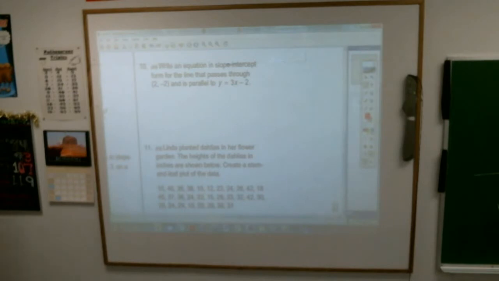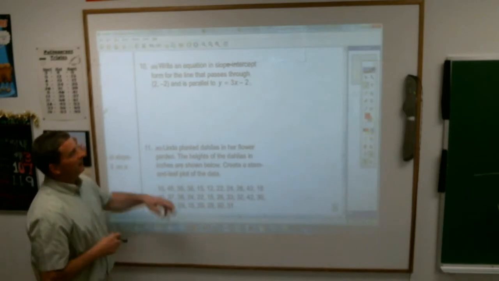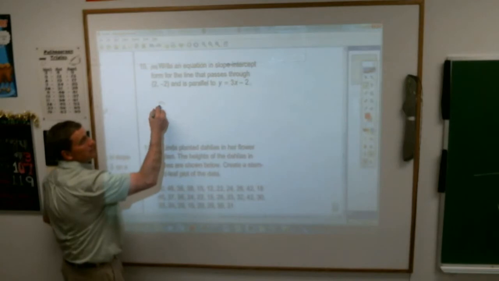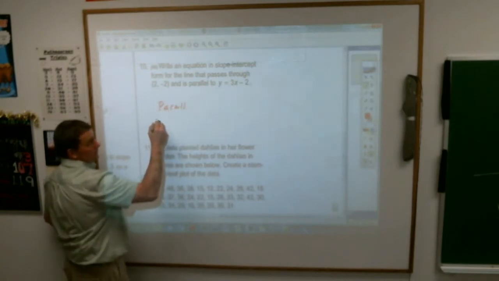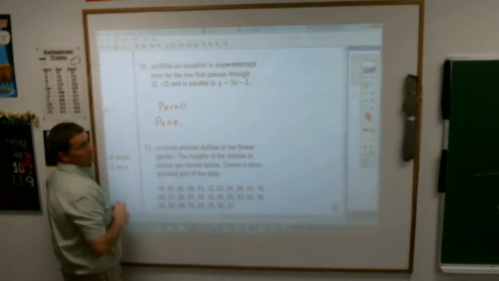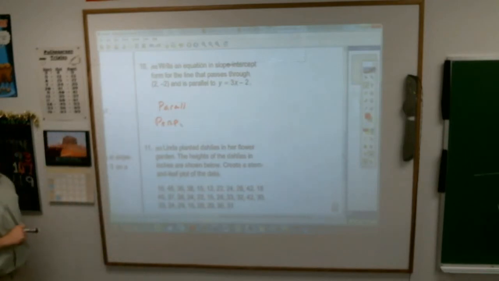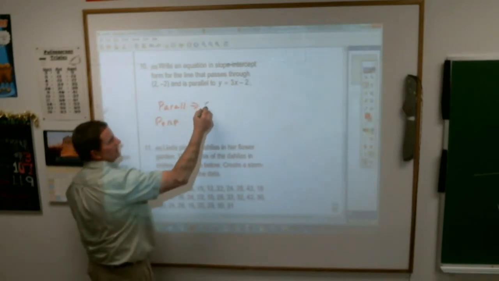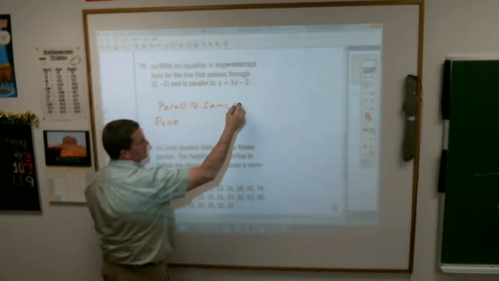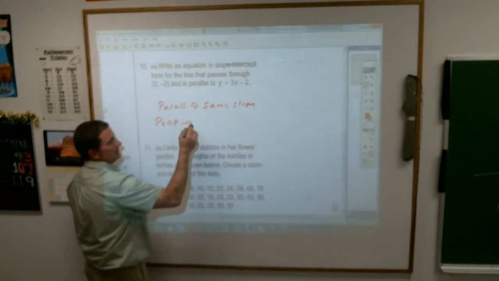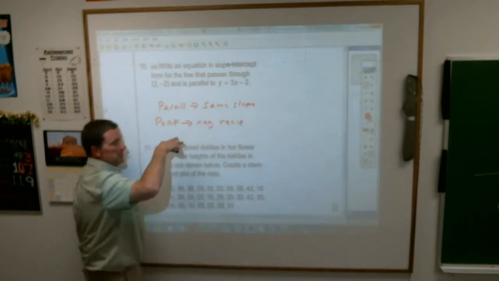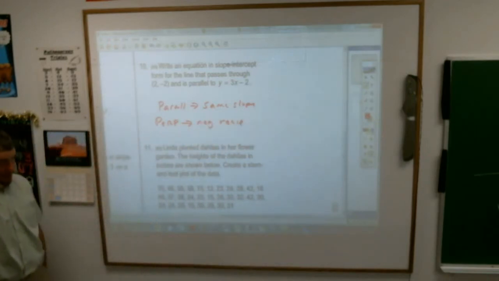They're either going to ask you on Wednesday for a line that's either parallel or perpendicular. So you need to know, what do you know about the slope of lines that are parallel? Parallel lines have the same slope. Perpendicular lines have negative reciprocal slopes. In other words, you flip the fraction upside down and make it its opposite.